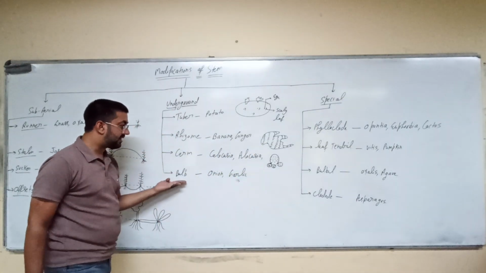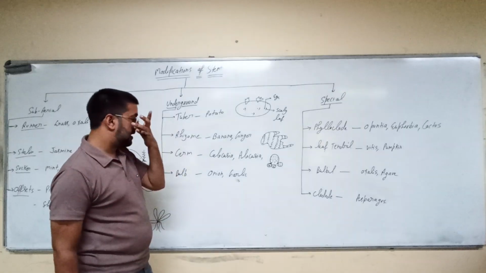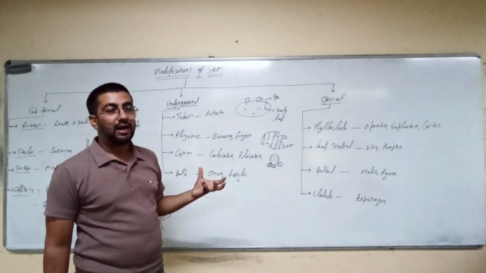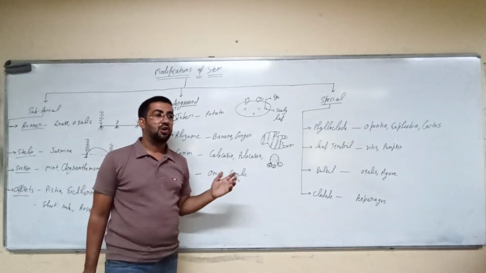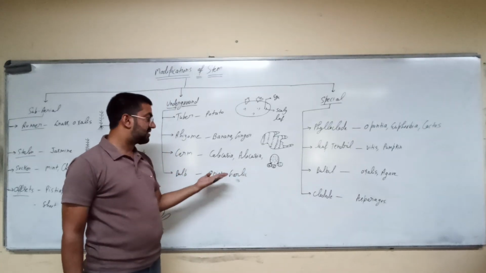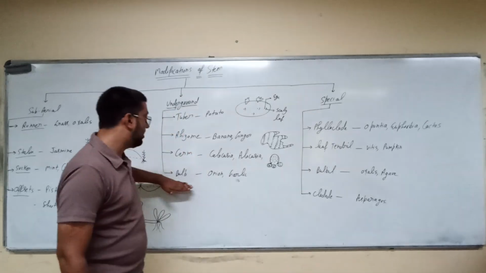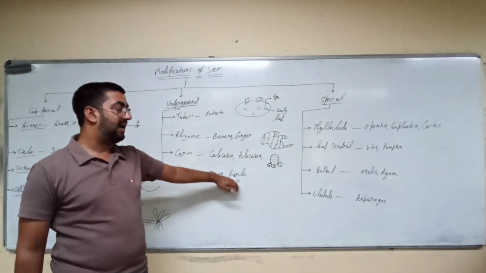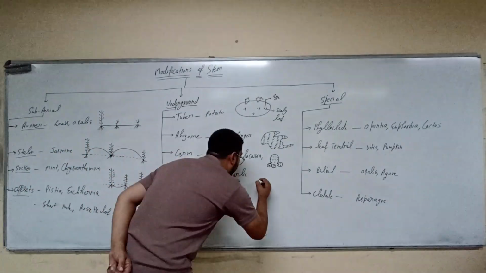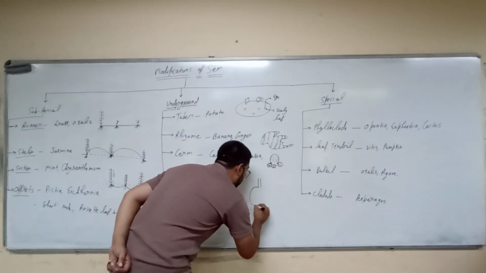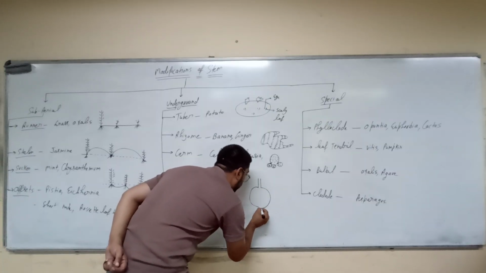Then bulb. When the stem gets modified and makes a disc-like structure which is covered by scaly and fleshy leaf-like structures which store the food, it is known as bulb. Examples are onion and garlic. If we make a diagram for the bulb, it is something like that.